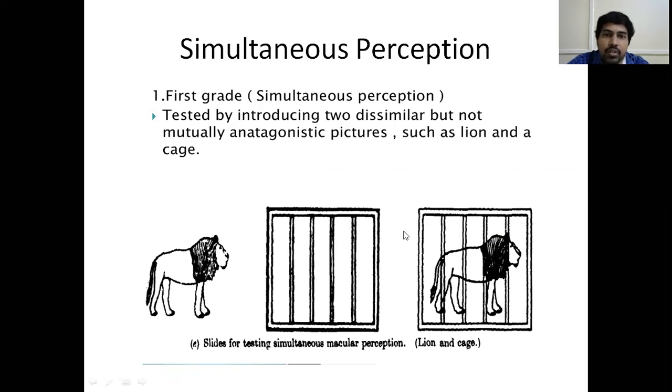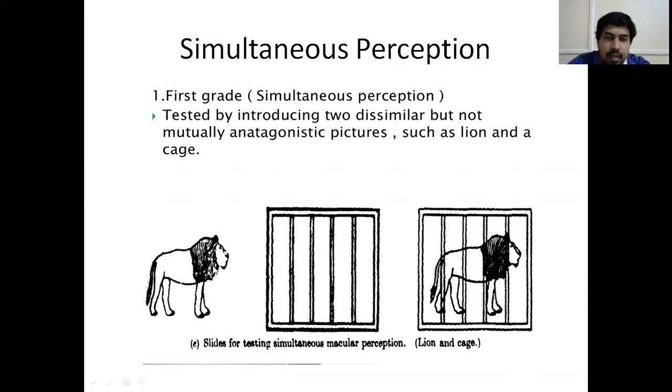So these should be agonistic pictures, not antagonistic pictures. Suppose here there is a lion and a cage. That's why your brain interprets that there is a lion inside the cage. Suppose in one eye you show a lion and in the other eye you show a tiger. Then your brain gets confused, because one eye is seeing a lion and the other eye is seeing a tiger. So your brain can't infer which is which, and it will get confused.